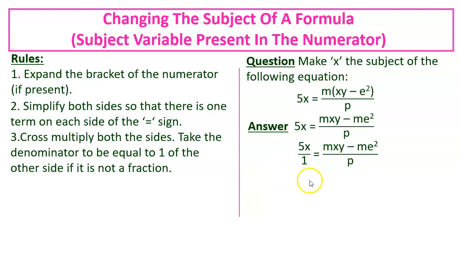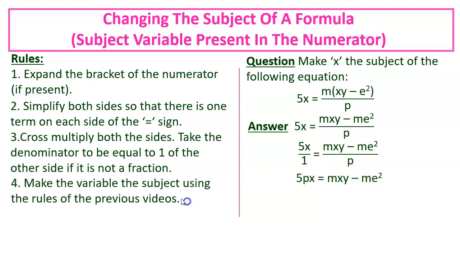And we will be cross multiplying. So it is 5px or 5xp equal to, we have multiplied this 5x with this p to give us 5px or 5xp, and 1 times this numerator is mxy minus m e to the power of 2. Okay. Rule number 4, make the variable the subject using the rules of the previous videos.